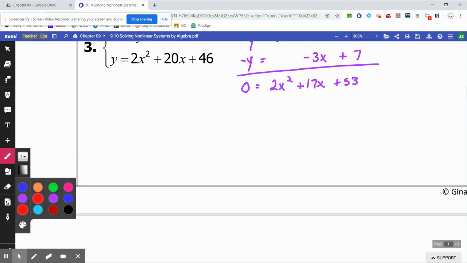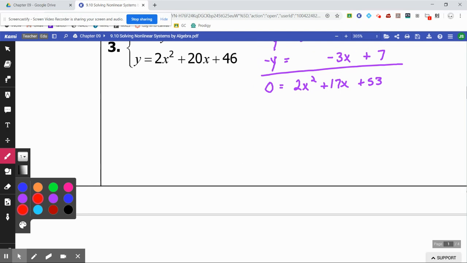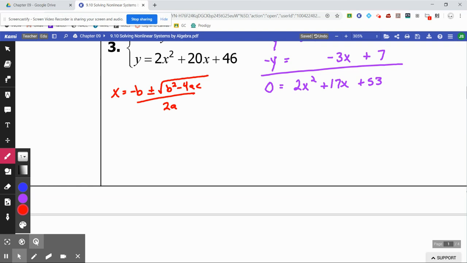So our next go-tos, we can try to complete the square, but since there's a number out front and this is odd, that's the worst method to use. So let's go to our quadratic formula. And let's always work our b squared minus 4ac first. So I've got 17 squared, which is 289, minus 4 times a times c, which is 424. So 289 minus 424, that's going to give you a negative 135.